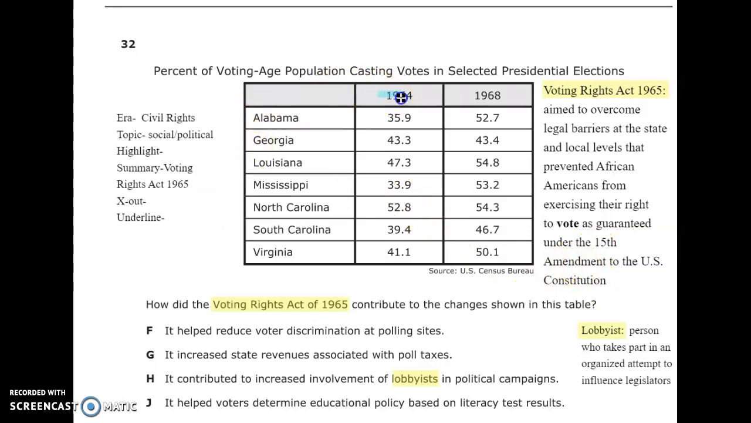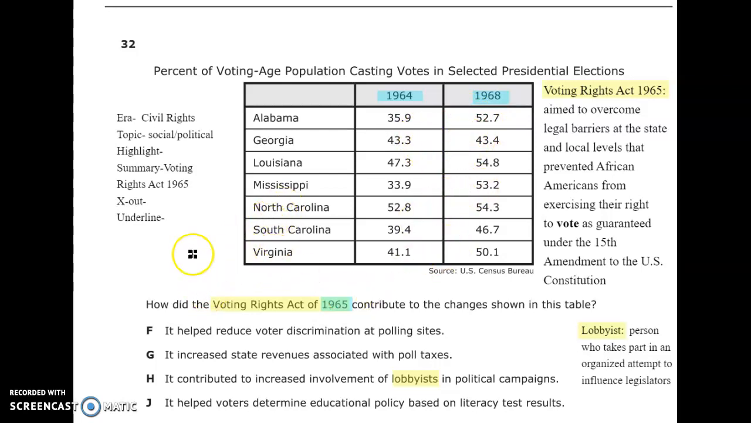And so we're looking at these two presidential campaigns, 1964 and 68. They're one right after the other. In 65 is when the Voting Rights Act was put in place. And so in 64, this is the percentage of the total population that voted in these states. So for example, Alabama, 35%, 36% of the state voted. And then in 1968, 52% of the state voted, and so on and so forth going down here.